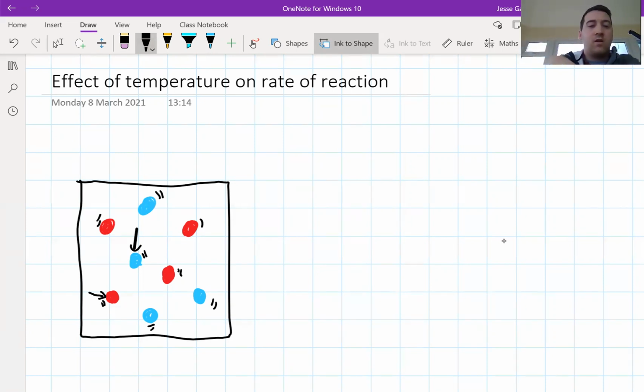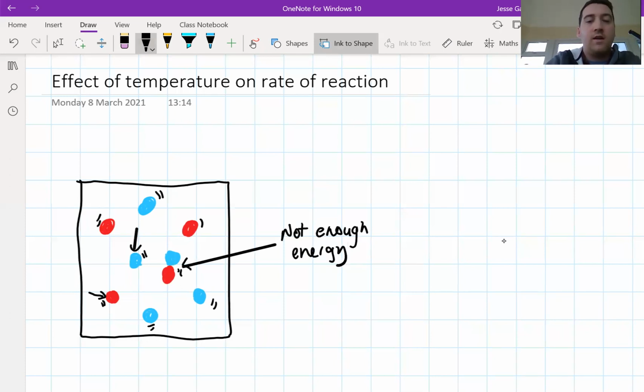Now, let's look at these two particles, this one and this one. So here are two particles, and now they have collided. They've collided, but they do not have the activation energy. So these two particles have collided, but they don't have enough energy. Okay, and if they don't have enough energy, then we say that the reaction or the collision is not successful.